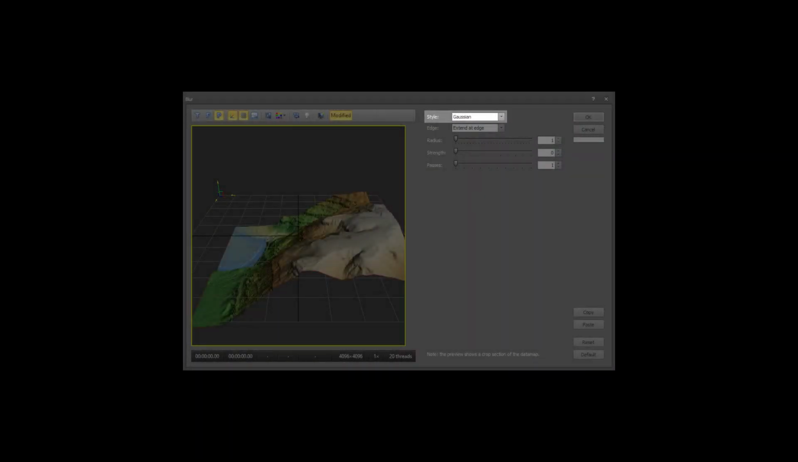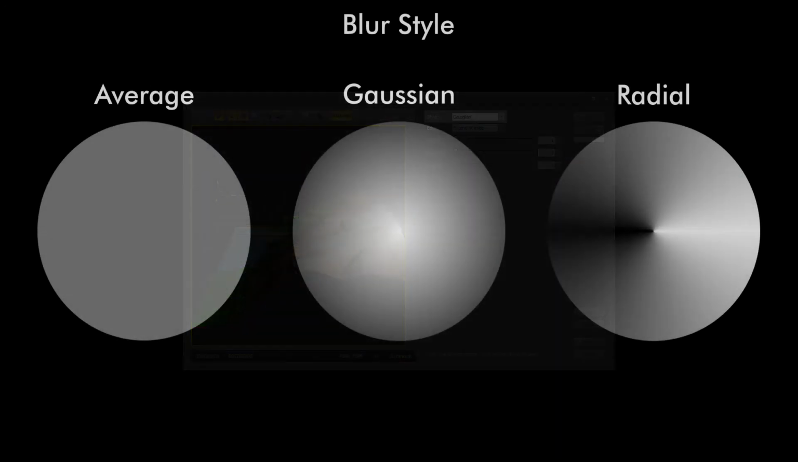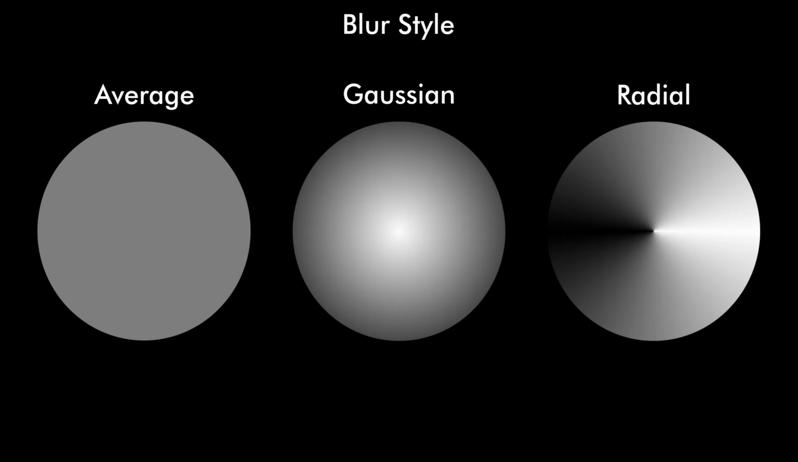The style determines the blur filter that is used. The 3 filters are average, Gaussian, and radial, which apply different weighted convolution filters to the height map.